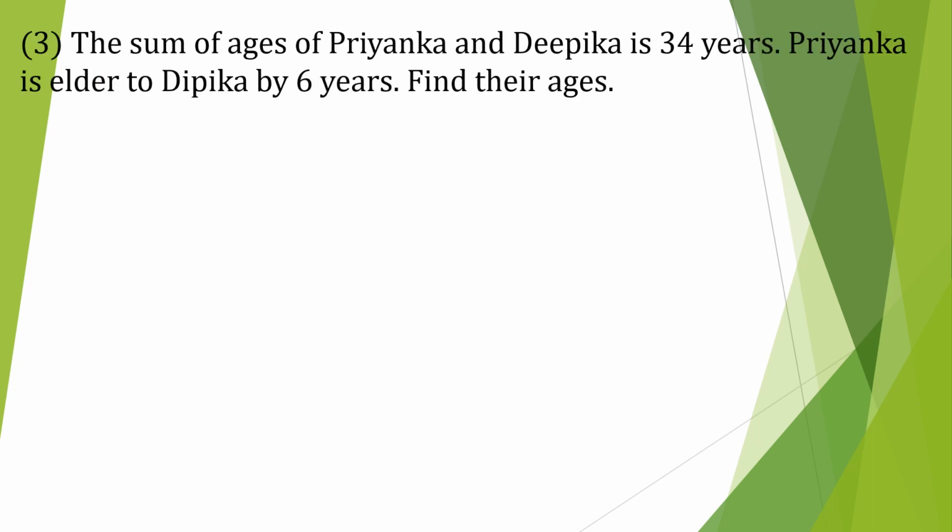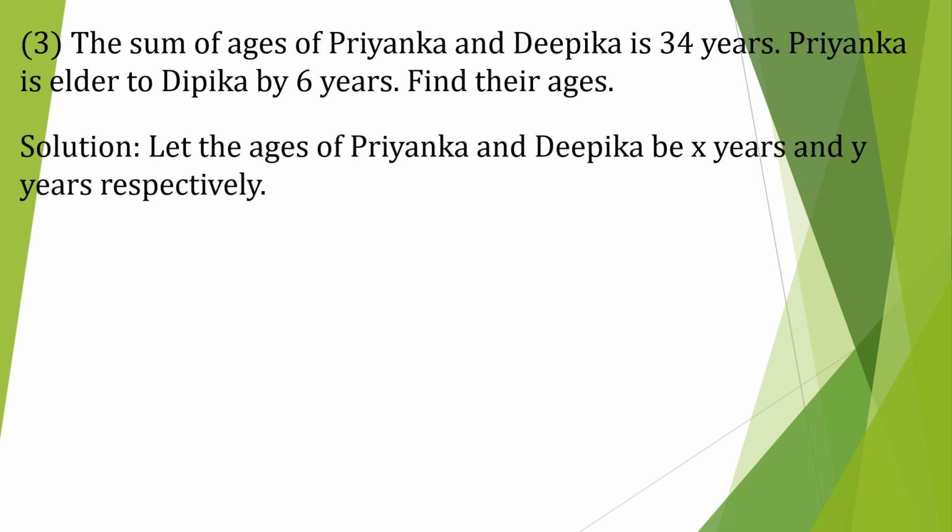Moving to the third question. Now what is given in the third one? The sum of ages of Priyanka and Deepika is 34 years. Priyanka is elder to Deepika by 6 years. Find their ages. Okay, now let's give variables. Let the ages of Priyanka and Deepika be x years and y years respectively. So Priyanka we have given x years and Deepika as y years.